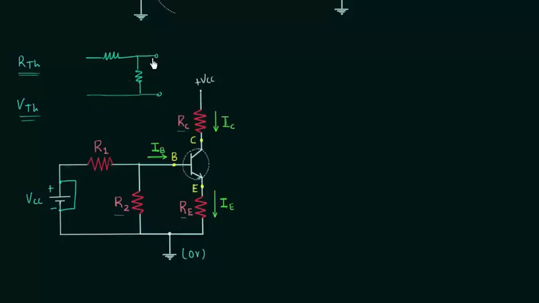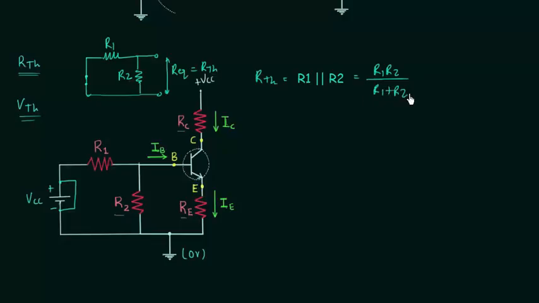The load is open circuited, and VCC is short circuited. This is resistance R1, resistance R2, and the equivalent resistance is nothing but the Thevenin's resistance. The two resistances are in parallel, so Rth is equal to R1 parallel R2, or we can say R1 multiplied with R2 divided by R1 plus R2. So this is the value of Thevenin's resistance.